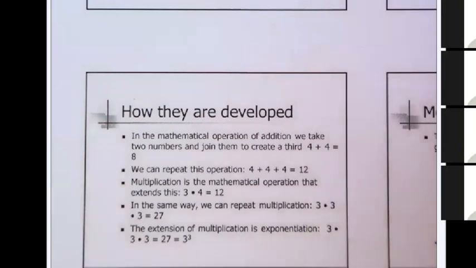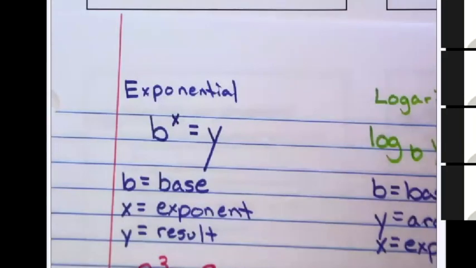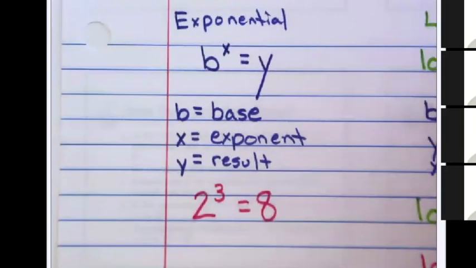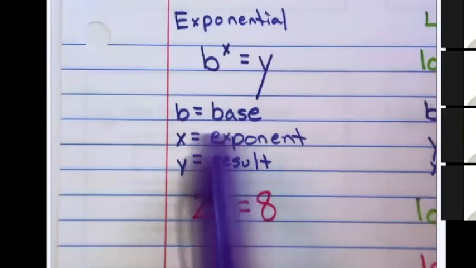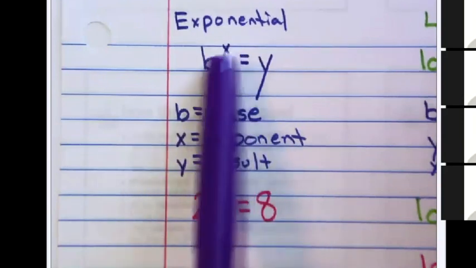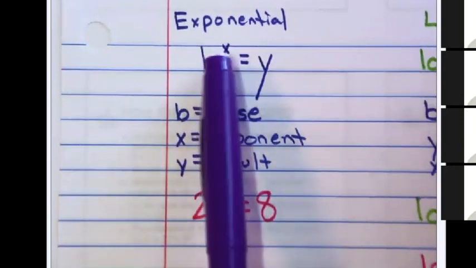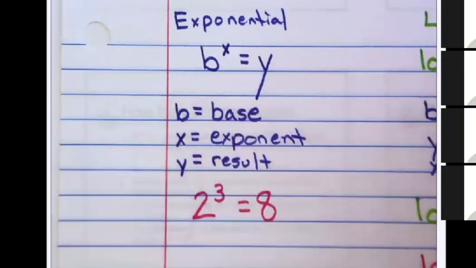So let's look at an example. So there's our exponential form. This is what it looks like. b is the base, the x is our exponent, and our y is the result. So we could do 2 times 2 times 2, our 2 cubed, to get 8.